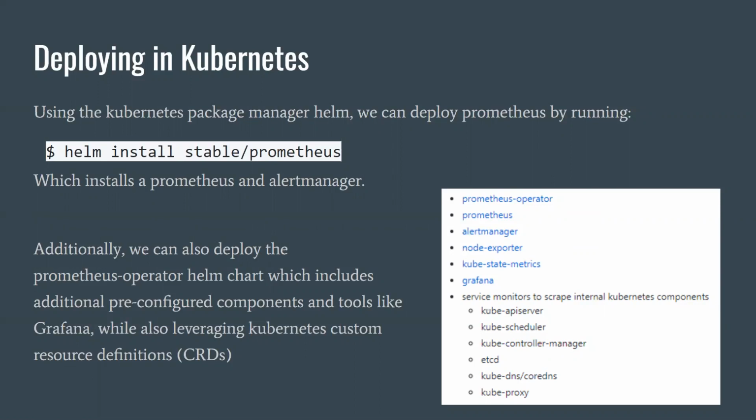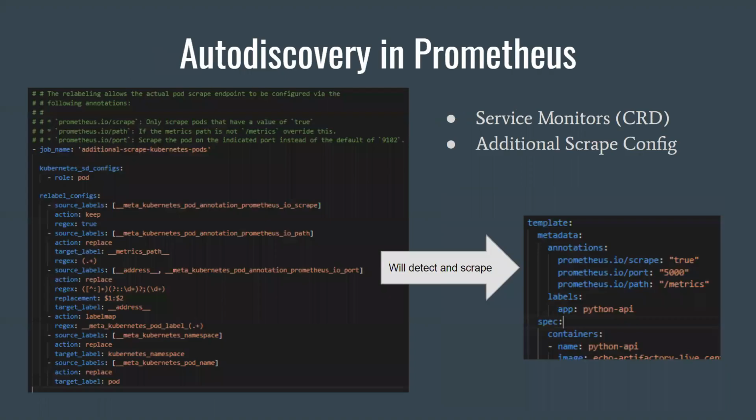Additionally, there's also the Prometheus operator Helm chart. The Prometheus operator is very similar. In fact, it actually uses the Prometheus Helm chart, but also uses what are called custom resource definitions. What that means is that in Kubernetes, we create these new special objects just for the purpose of Prometheus. And we'll see that in a little bit.